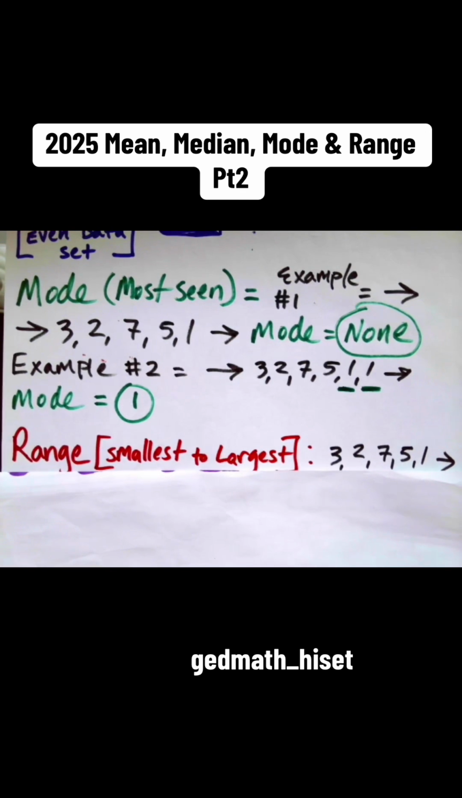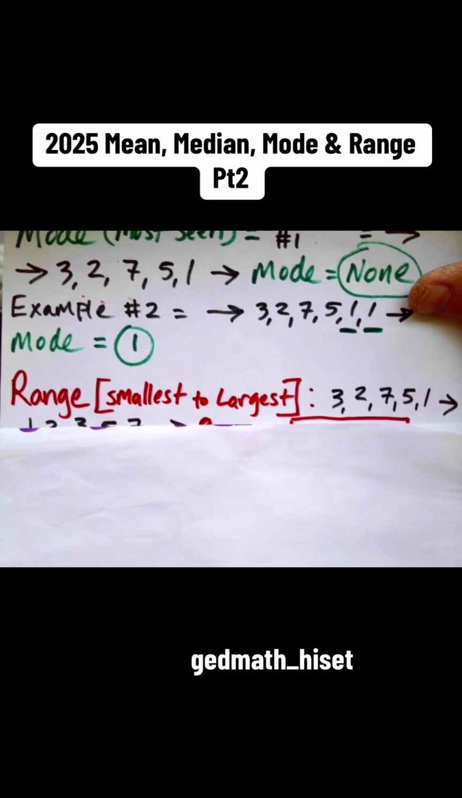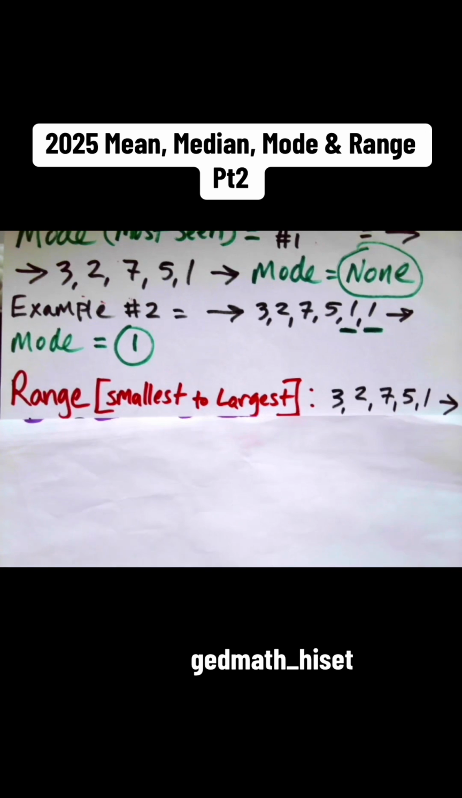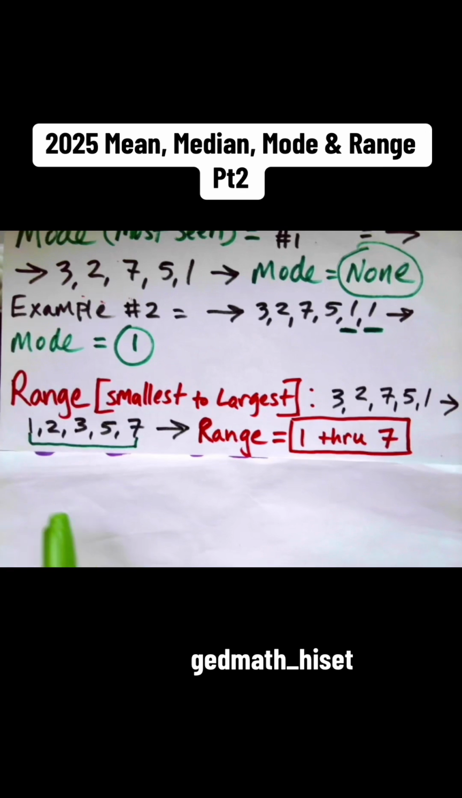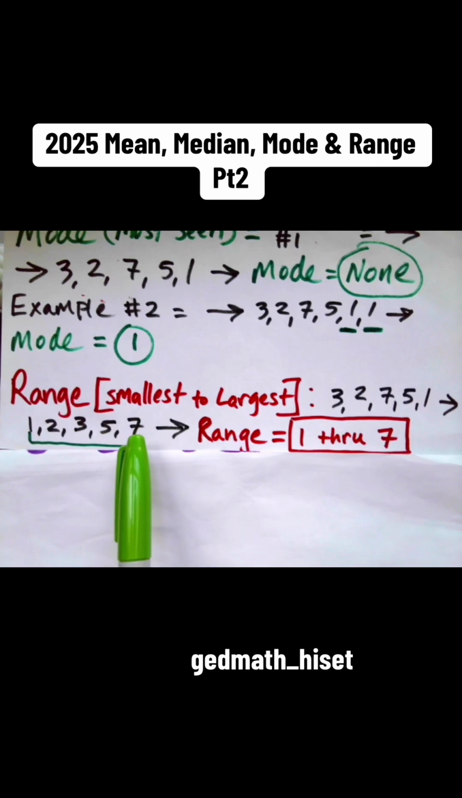Let's take a look at range, right? Range is simply the smallest number to the largest number. And in some instances, you would want to take the difference between the smallest number and the largest number, which we will talk about briefly. So here is the data set, 3, 2, 7, 5, and 1. If we rewrite these in smallest to largest order, 1, 2, 3, then 5, and then 7, that will help you see visually that the smallest number is a 1 and the largest number is a 7.